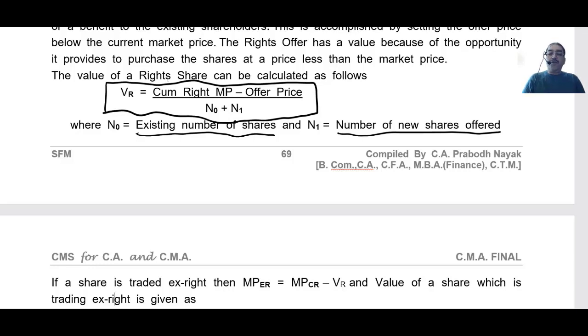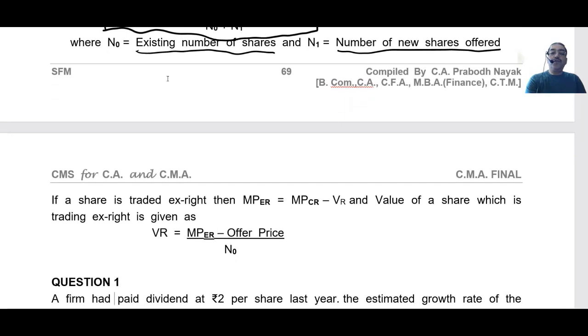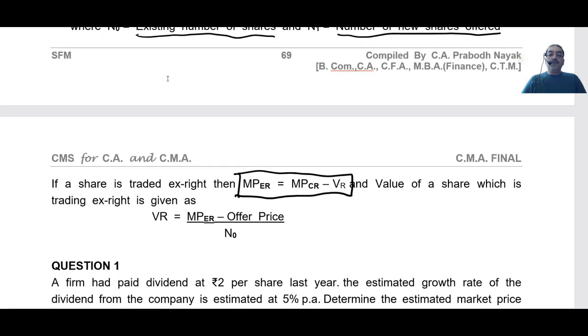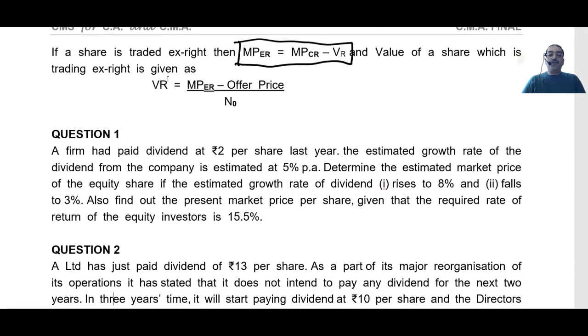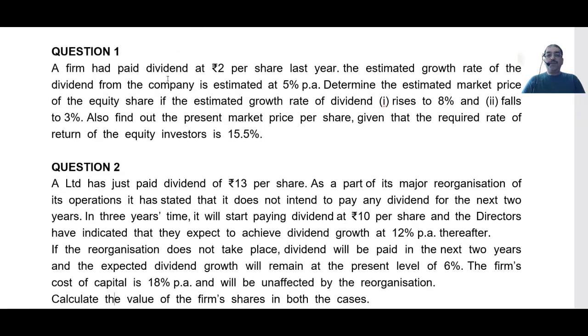Next formula that is important for you is this formula. Market price ex-rights, ER means ex-rights, is equal to market price cum-rights, cum-rights means what you have calculated above, minus VR. VR means what? Value of a right. Okay. So these formulas are important for you. This is the new formula. Rights issue is a new formula.